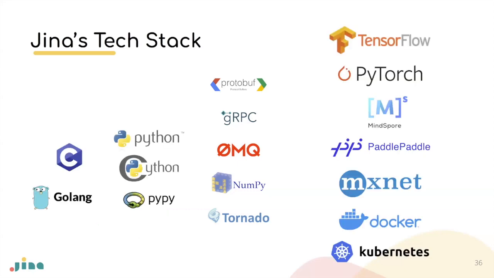But behind the scenes, we are actually very flexible. We can go very low level, up to C or Go, and we can also go very high level to support all kinds of different deep learning frameworks, and also cloud native frameworks such as Docker, Kubernetes, and so on.